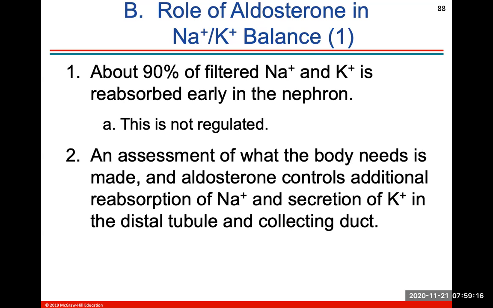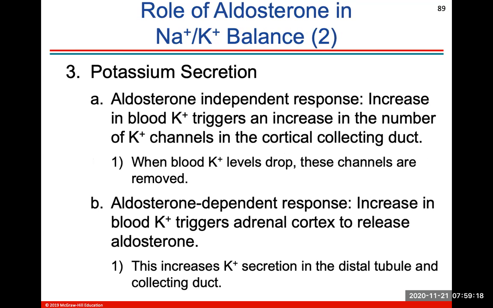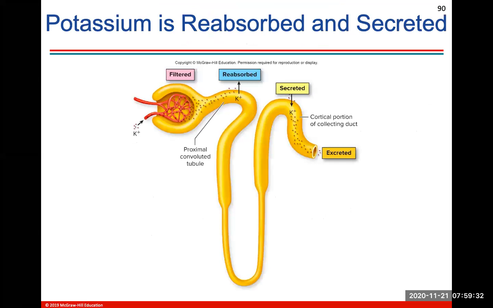And we're going to talk a little bit about aldosterone here. In an aldosterone-dependent response, an increase in blood potassium will trigger the adrenal cortex to release aldosterone, and this will increase potassium secretion to try to rid the body of more potassium. So potassium is reabsorbed as well as secreted, and the amount of potassium in the blood or the urine will be controlled by aldosterone.